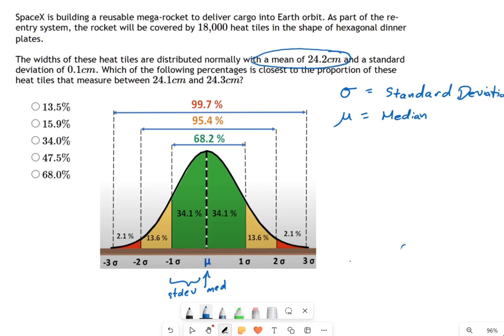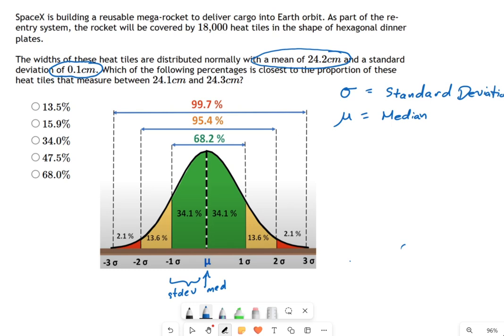It says the median is 24.2 centimeters, and there's a standard deviation of 0.1 centimeters. Which of the following percentages is closest to the amount of these tiles that are between 24.1 and 24.3?